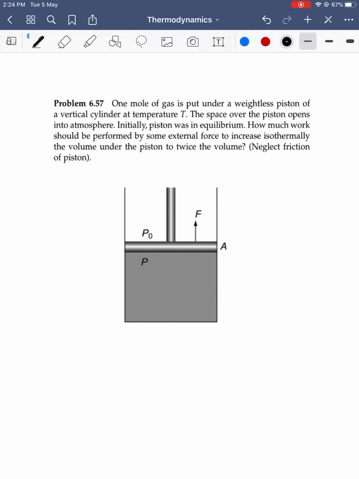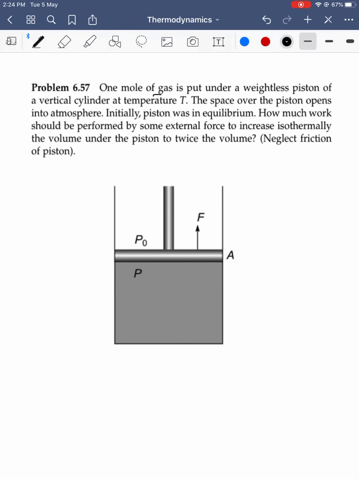One mole of gas is put under a weightless piston in a vertical cylinder at a temperature T. So here is temperature T, and the space over the piston opens into the atmosphere, so the outside atmospheric pressure is P0. Initially the piston was in equilibrium.